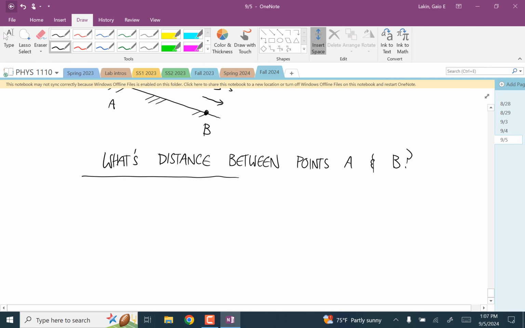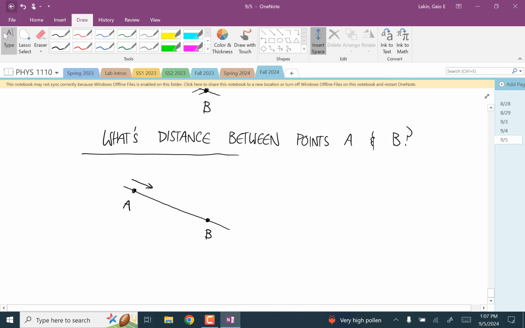So here's what we care about. Here's the point A, here's the point B. We know that at the point A, the speed is 2 meters per second. At the point B, it's 5 meters per second.